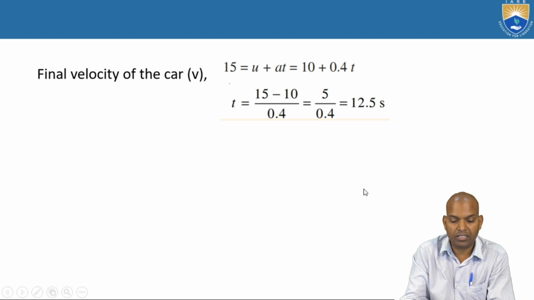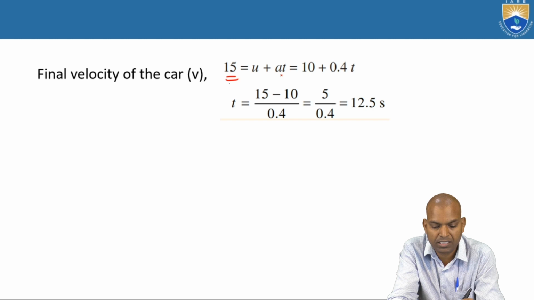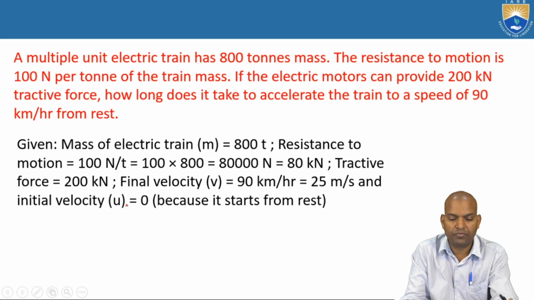Now final velocity of the car, V equal to U plus AT. That is V is 15, U equal to 10, plus A is 0.4, and T. Then from this, the time T comes to 12.5 seconds. T equal to 12.5 seconds.